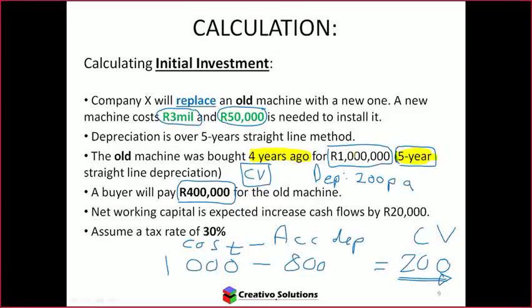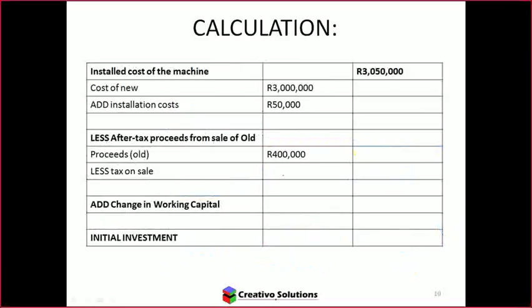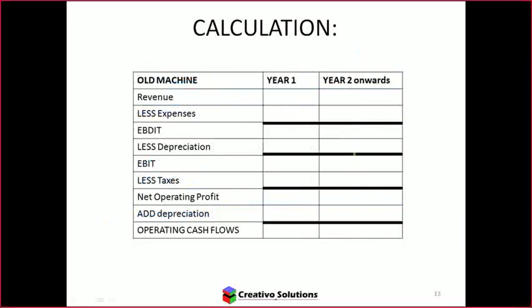Are we going to have depreciation for the old asset in the first year? Yes. Will we have depreciation for the old asset after the first year? No. That's why I've given you two tables there. So revenue for year one. Was it 200,000? No, 1.5 million. Expenses for year one? 600. EBDIT? 900. Depreciation for that year on the old asset? 200.